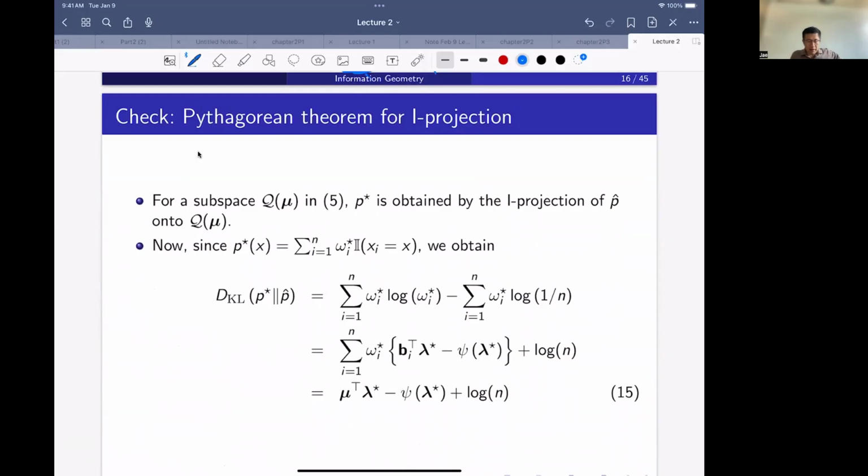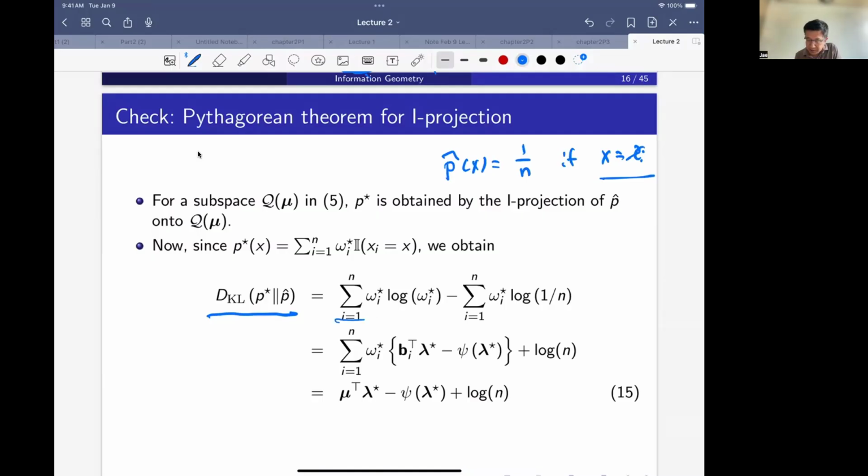Okay. And then let's check whether this Pythagorean theorem holds. We know in theory, right? We already saw that the I projection will satisfy the Pythagorean theorem. And now let's check whether it is really true. So this is the Pythagorean theorem. The Kullback-Leibler loss between P star and P hat. P hat x is just 1 over n for each xi, right?